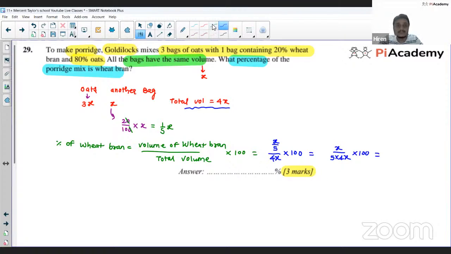So clearly you can see what is going to happen. X and X will get cancelled. So it's 1 over 20 times 100, okay? Here again we are able to cancel. So this way we are going to get 5%, okay? So it's just 5%. Everyone, 5% is the correct answer if you are doing well. And if you are getting the 5%, then you can add 3 marks to your score. Let's have the next question.